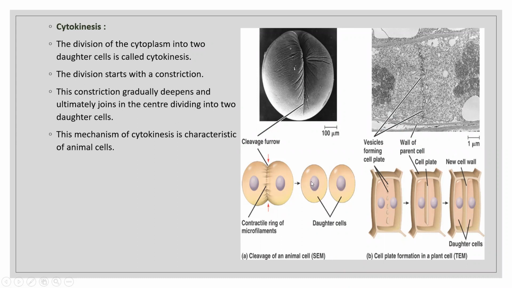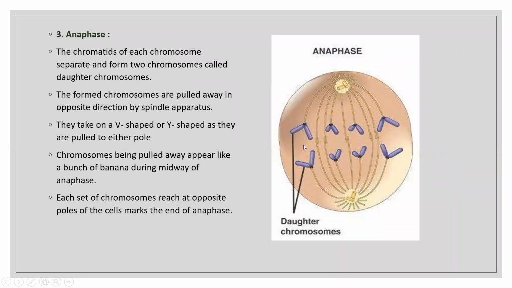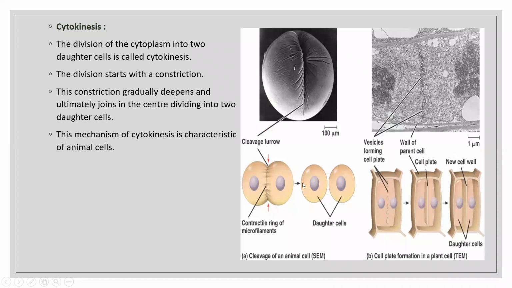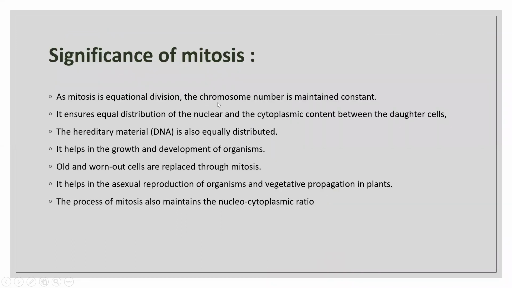You can see that in anaphase, daughter chromosomes were formed. Yes, in anaphase, what happens? Daughter chromosomes were formed, and these daughter chromosomes had an equal number. The daughter cells which are formed have an equal number of chromosomes. So in mitosis, an equational division, the chromosome number is maintained. Then there is equal distribution of nuclear and cytoplasmic content between the daughter cells. You can see that the nuclear membrane is also equally distributed, and the cytoplasmic content is also equally distributed.